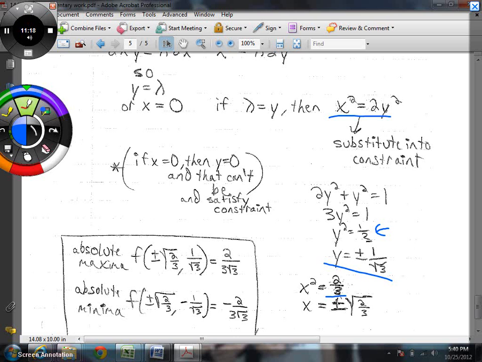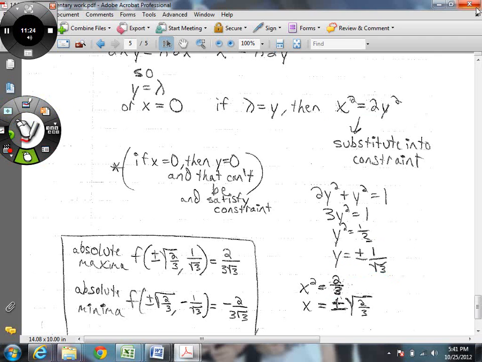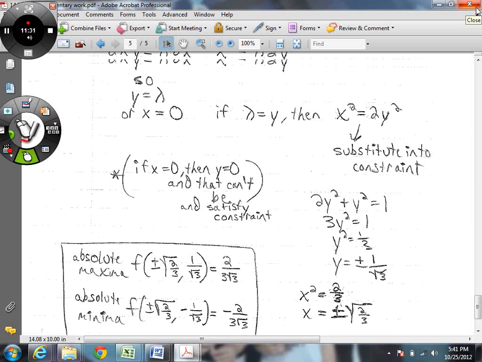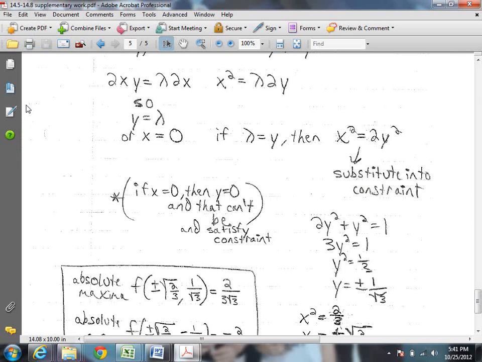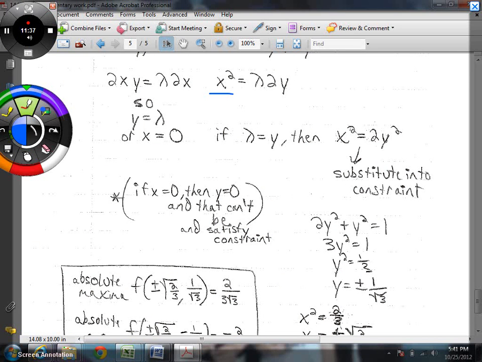And the other case was that x equals 0, but that doesn't really work out. If x was 0 right here, then the y would have to equal 0. That's the only way for that to equal 0, and that wouldn't work, because we have to satisfy the constraint. It has to be x squared plus y squared equals 1.